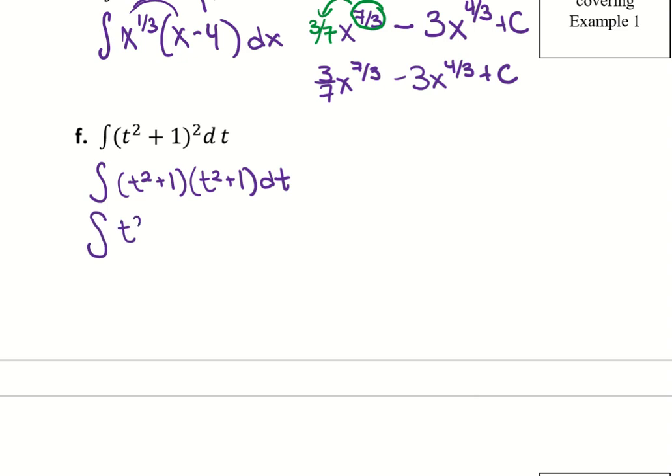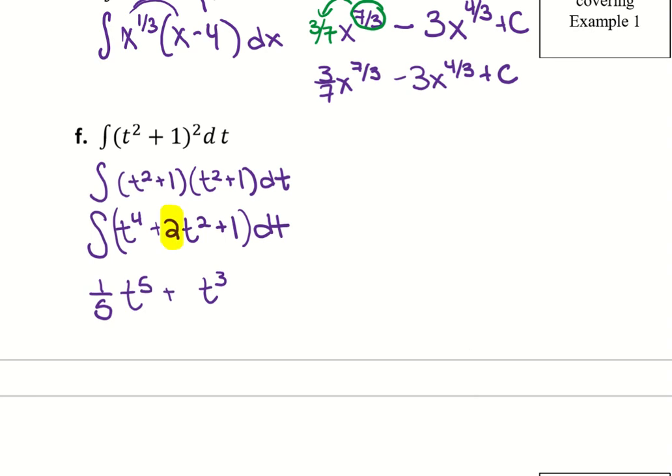So we can write this as t to the 4th plus 2t squared plus 1, and then all of that dt. And now it's ready to work backwards. So we're going to have t to the 5th, and then a 1/5 out in front, plus t to the 3rd. Now keep in mind, your goal is to get a 2 out in front. So what can you multiply 3 by that will get you to 2? And the answer is 2/3. And then finally plus t. And don't forget your c at the end, that plus c.